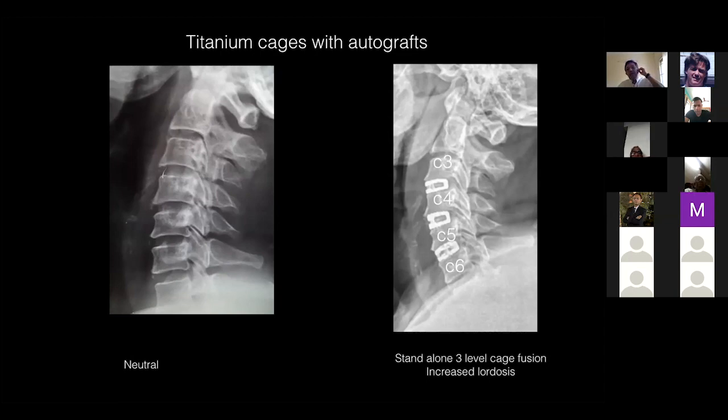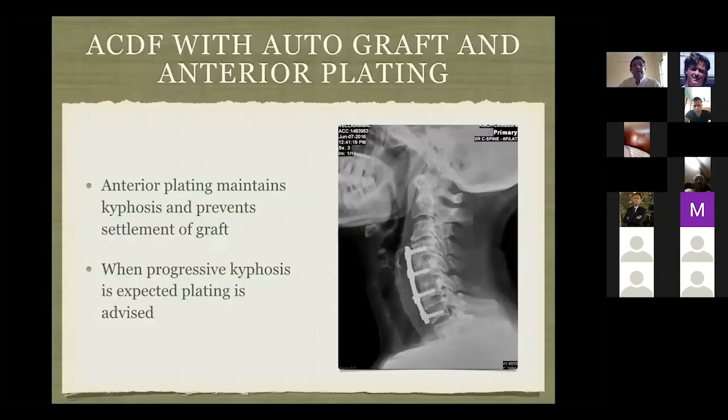We have not done more than 3 levels, but up to 3 levels we have done in many, many patients. In some cases, we have added instrumentation in ACDF with autograft, because we know the autograft collapses in very long cases. In this 3-level case, I have added the anterior plating to maintain the lordosis and prevent the settlement of the graft.